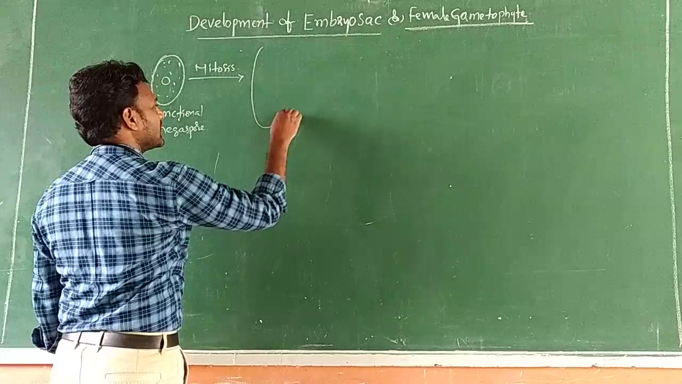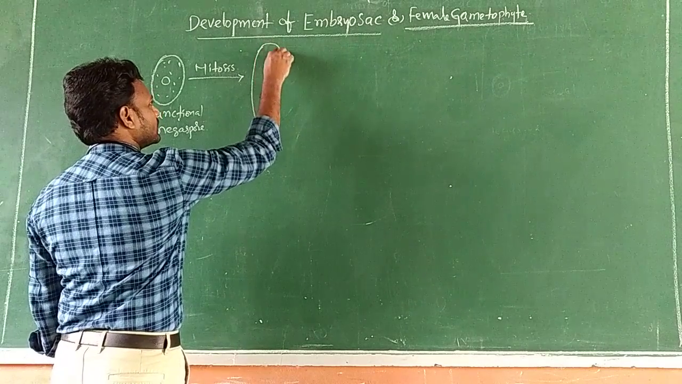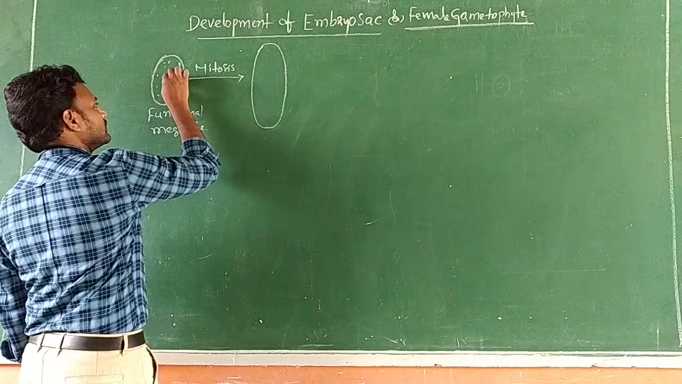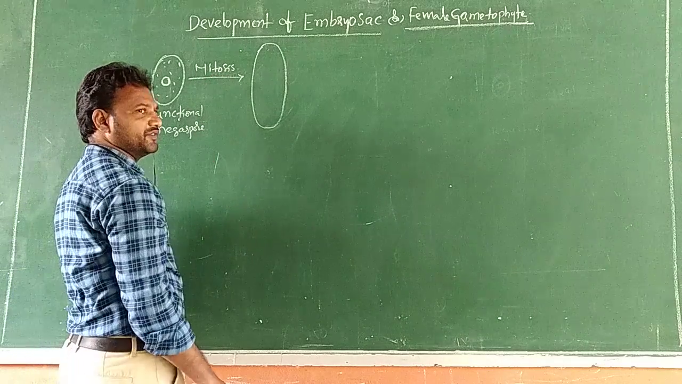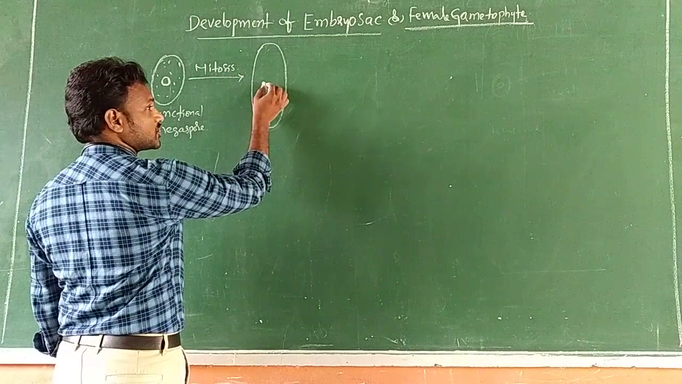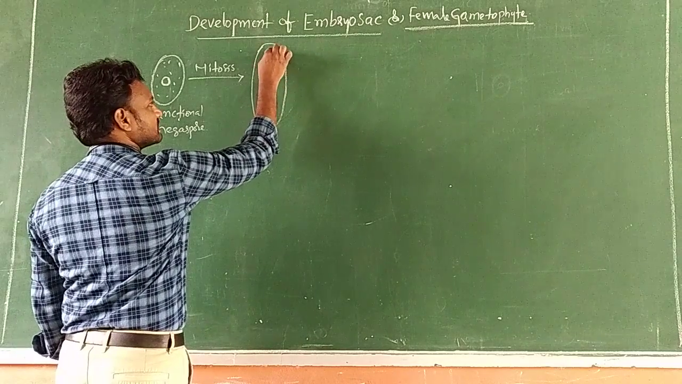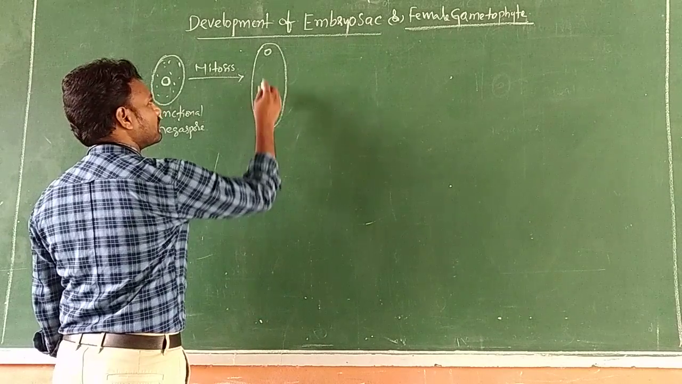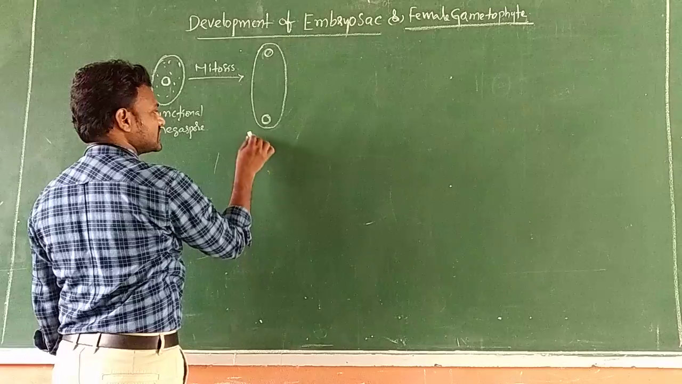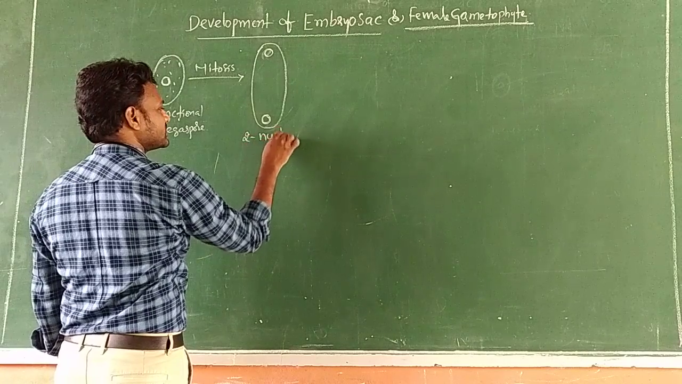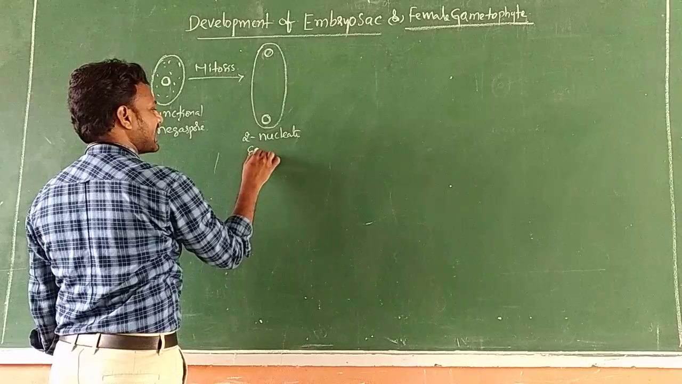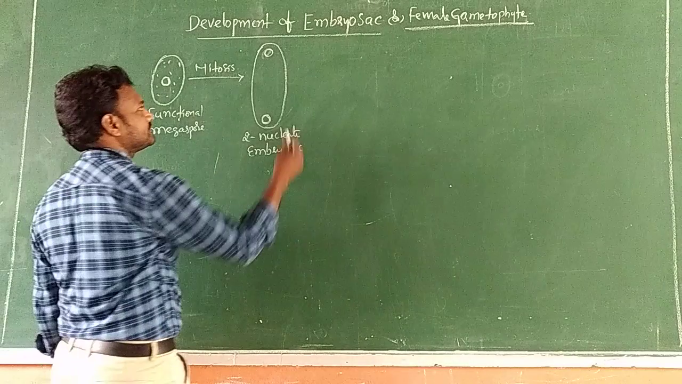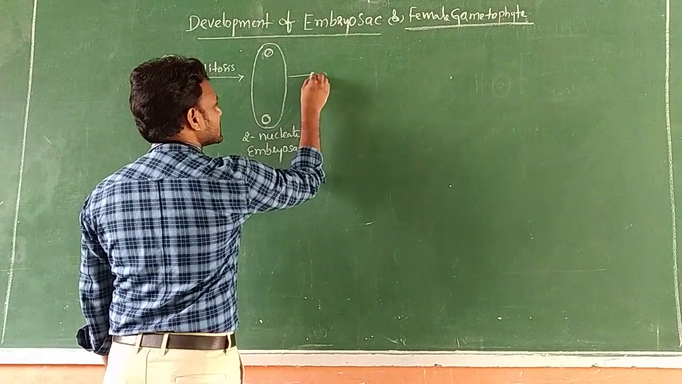Formation of how many nuclei? Formation of two nuclei. This is the nucleus. This nucleus undergoes mitosis, equal division. It produces two nuclei. The two nuclei move to opposite poles. This is a two nucleate embryo sac.